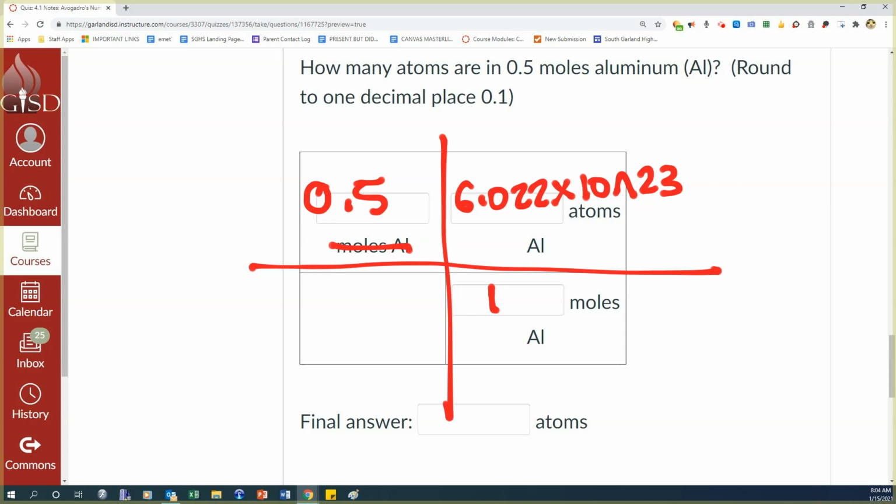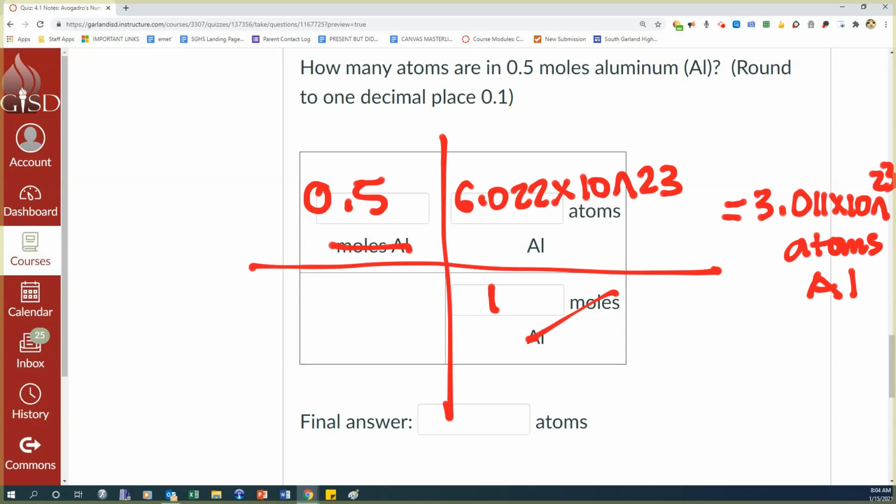All right, the moles Al canceled out, and we multiplied the top, we got 3.011 times 10 to the 23rd. Okay, and this will be atoms of Al. Divided by 1 gives you exactly the same answer, so that's still the answer right there.